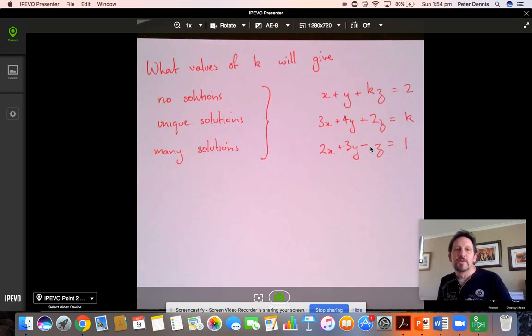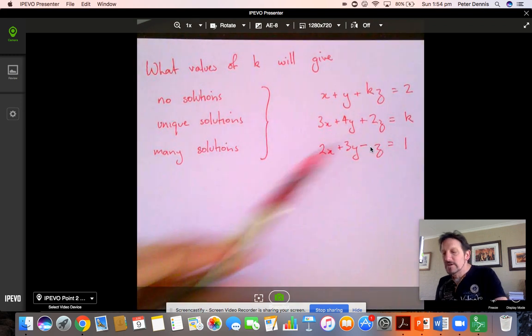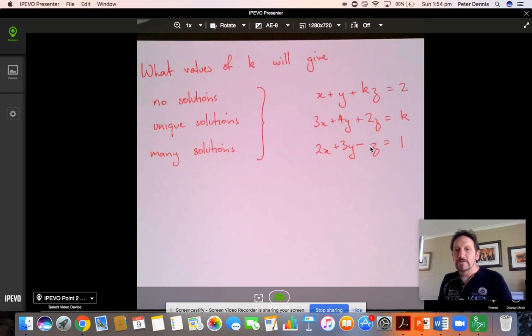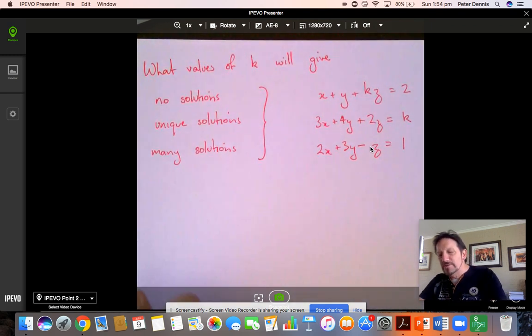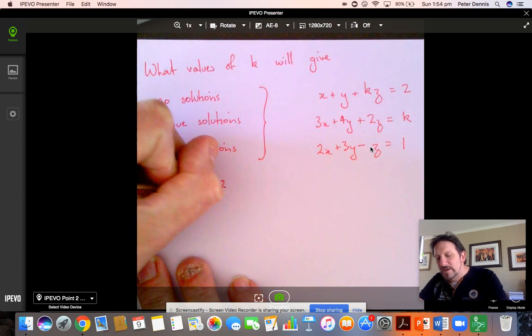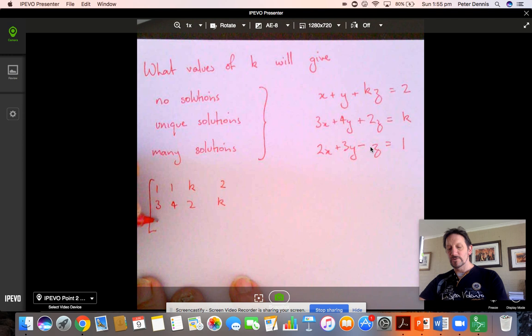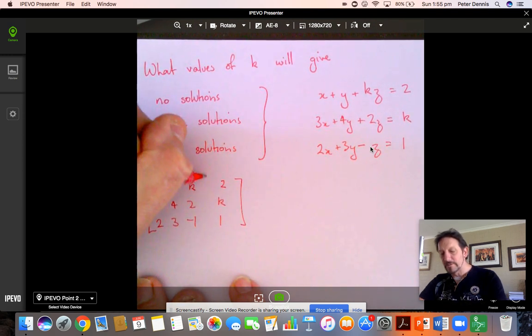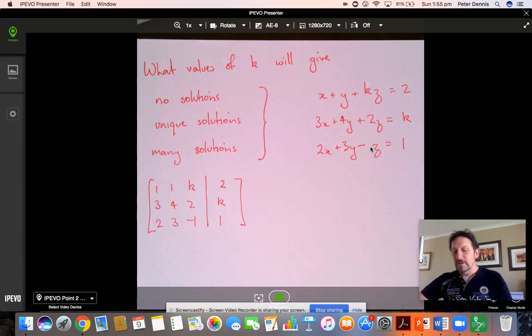So just continuing this, what values of k will give no solutions, unique solutions, and many solutions to this system of equations? The first thing we're going to do is put it into augmented matrix form. So the top line becomes 1, 1, k, 2, 3, 4, 2, k, and 2, 3, minus 1, 1. And we're going to do what we normally do. We're going to try to reduce this to row echelon form.